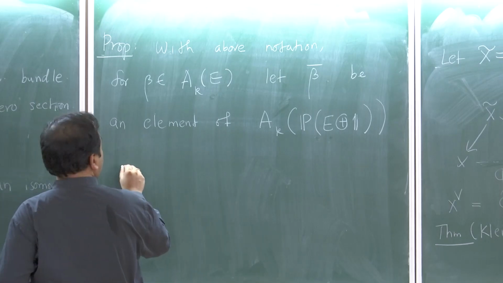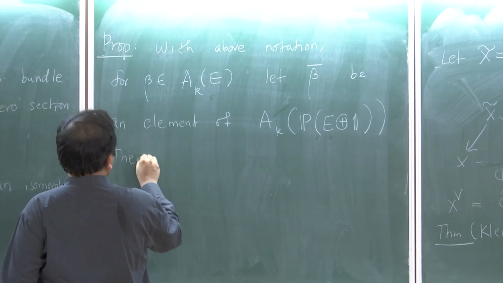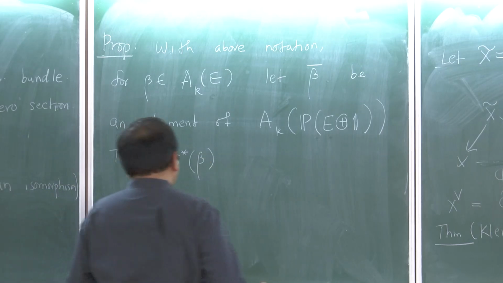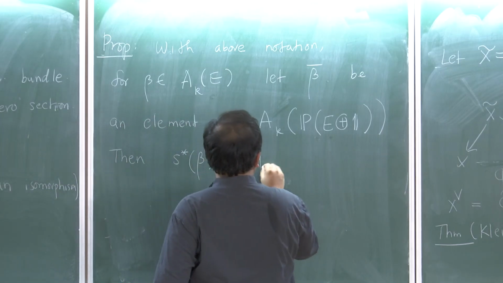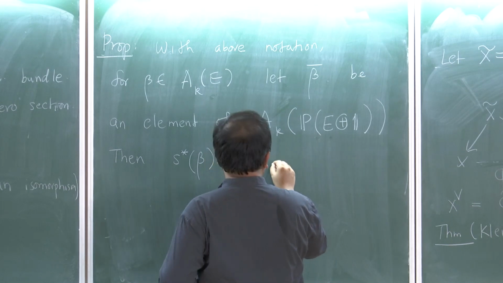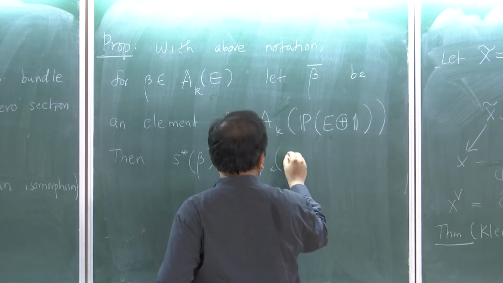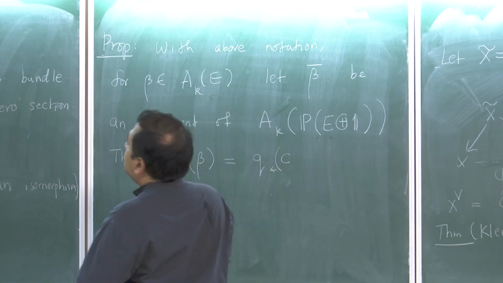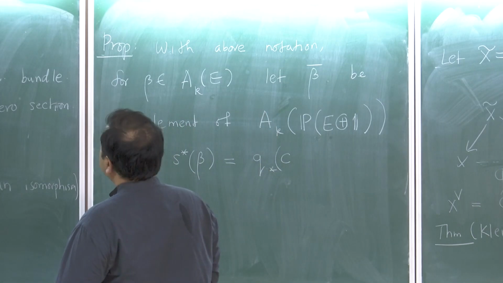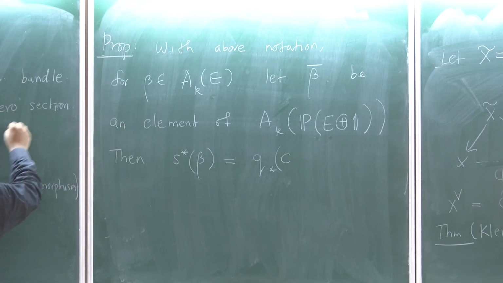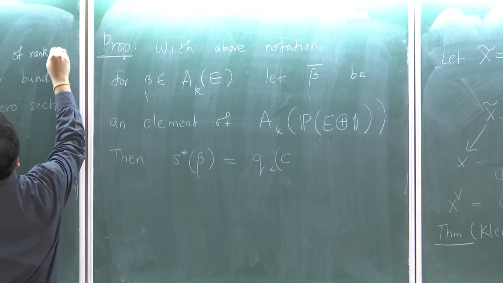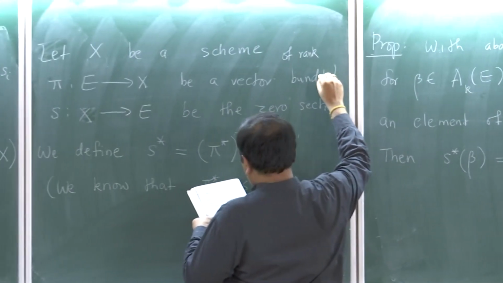Anyway, so this you can find then S upper star of beta. This is equal to Q lower star. So I will explain the terminology, the notation of C. Let E be a vector bundle of rank R.